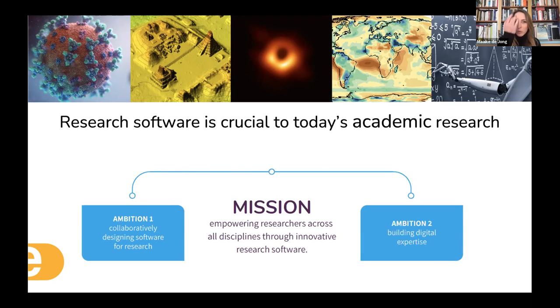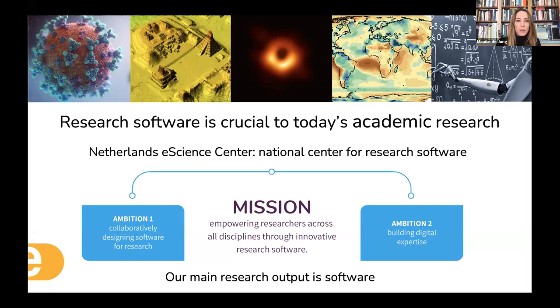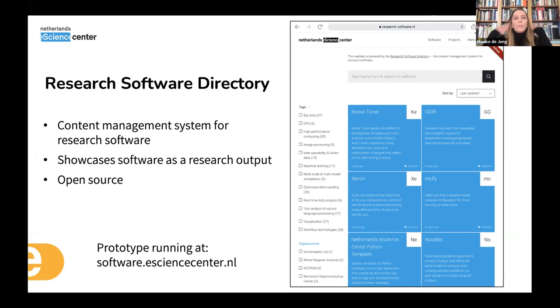And one of the main things we do is collaboratively design software for research in collaboration with researchers via our own project calls and other projects. So our main research output is software. And to show all this software that we produce to the outside world, we developed the research software directory. This is a content management system for research software, and it showcases software as a research output. The system is open source, and there's a current prototype running at software.esciencecenter.nl, so we already use it ourselves.